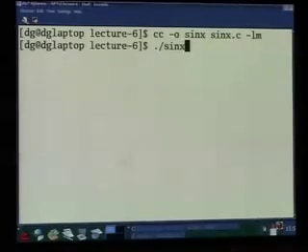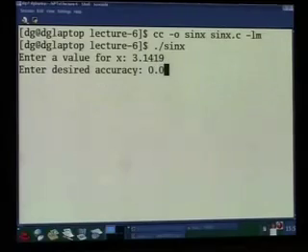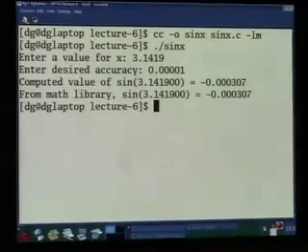Let's now try to run it. So let's try to give some familiar values for x. We know that sin pi is 0, so let's try to give the value of pi as the value of x. Let's say we want to have an accuracy up to 5 decimal points. So you can see the answer is almost 0, and in fact the math library function has given precisely the same value. Let's try some other values.